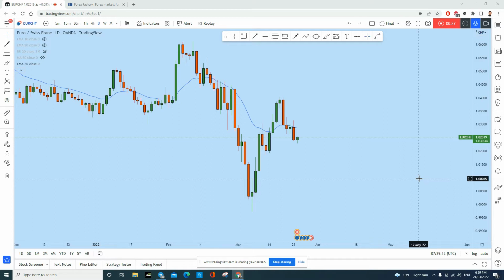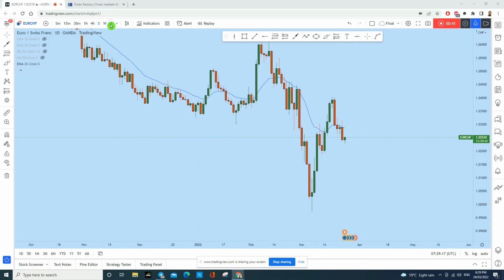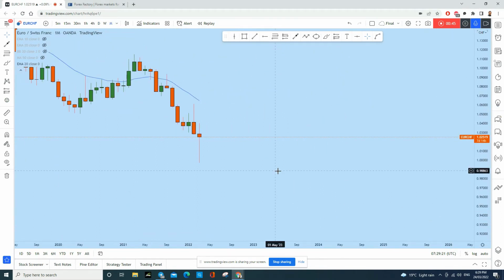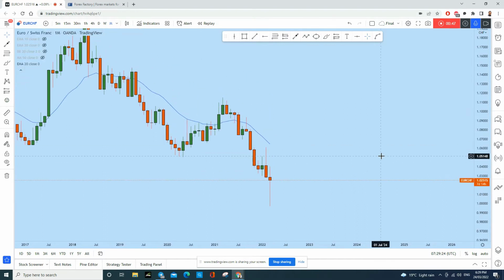Now, first of all, let me tell you something on Euro CHF. I will be going to the higher time frame to see the direction. Now, this is the monthly chart. Now, remember, we will not trade based on monthly, but we will see the direction in the market. Once we find the direction, we will go to the lower time frame to see the suitable entry opportunity.